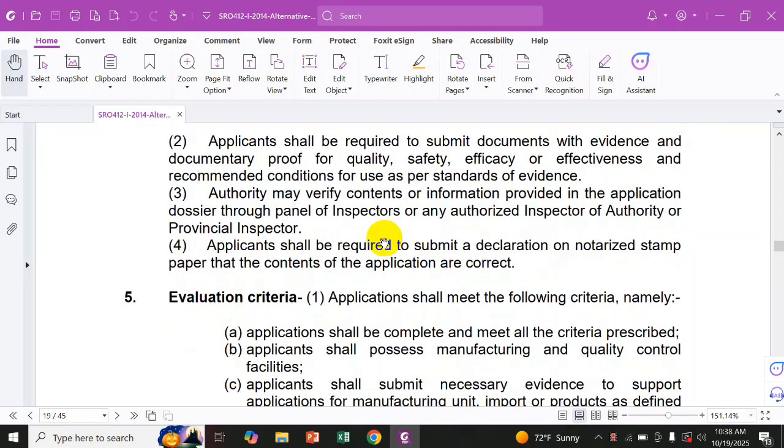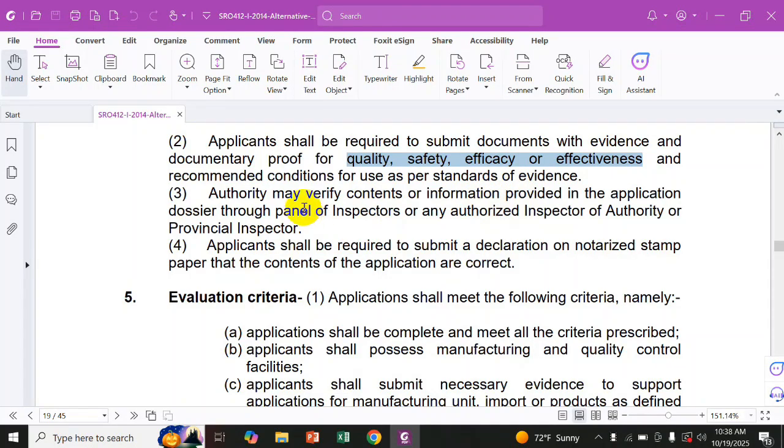Next, the applicant shall be required to submit documents with evidence of documentary proof of quality, safety, efficacy, and effectiveness. These parameters must be ensured for the registration of nutraceuticals. This is the main primary criteria which is evaluated and checked by the evaluator, and after that they allow manufacturing, and they award us the registration certificate.